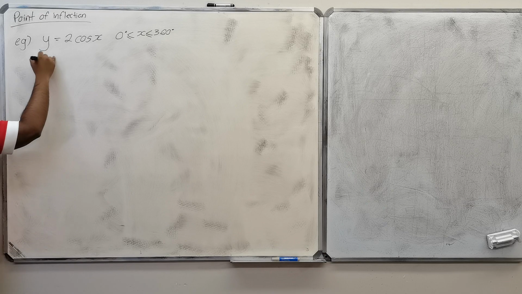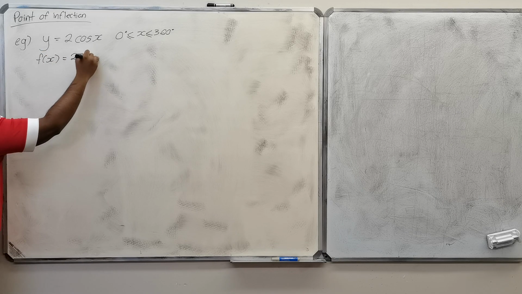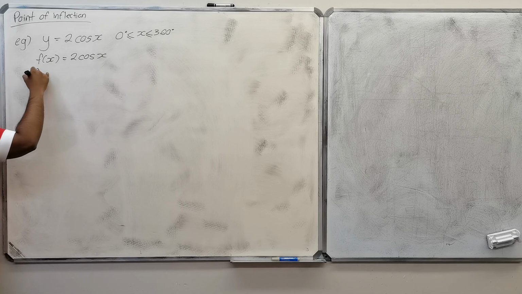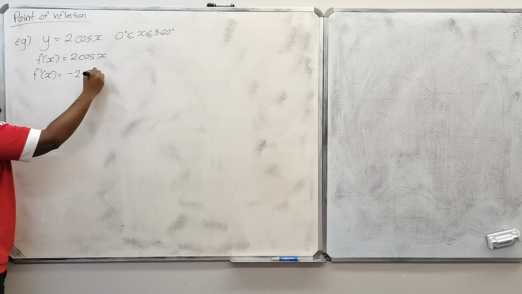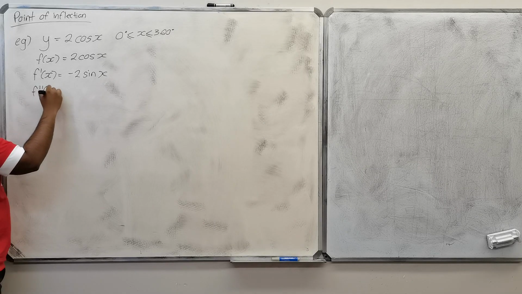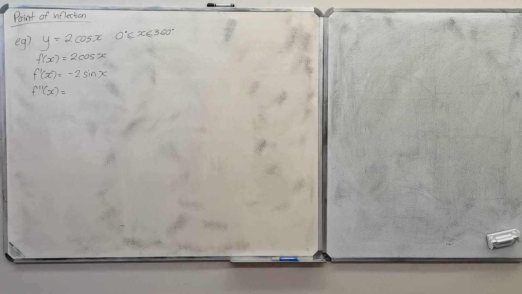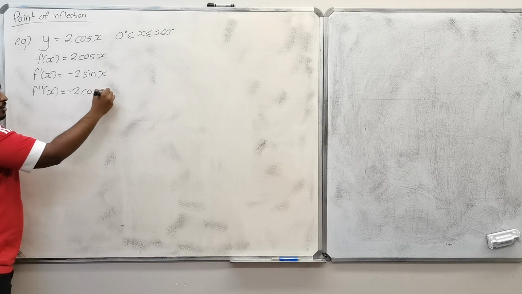If I write it in terms of x, it's a function f of x equal to 2 cos x. Your first derivative will be equal to minus 2 sine x. It's from your rules, right? This is not a function of a function, it's just a function. f double prime of x is equal to minus 2 cos x, because the derivative of sine x is cos x, and then minus 2 times cos x is minus 2 cos x.